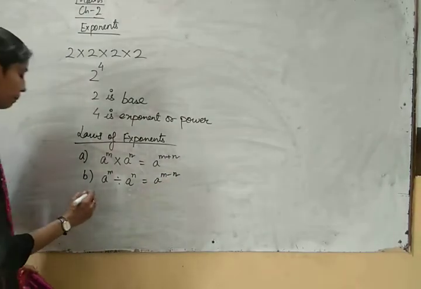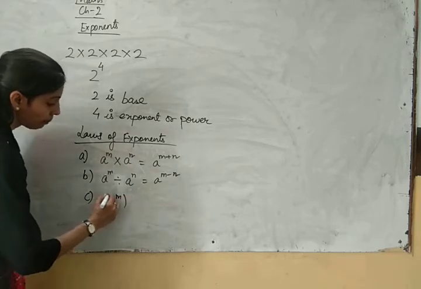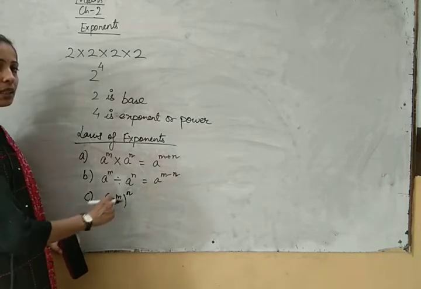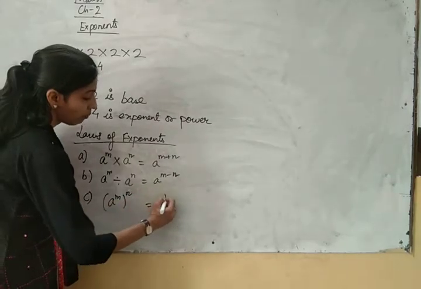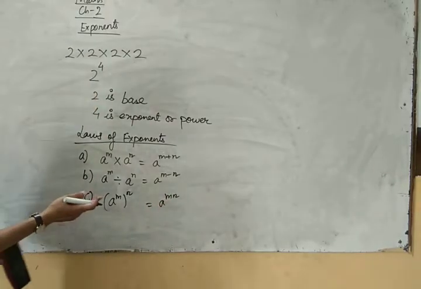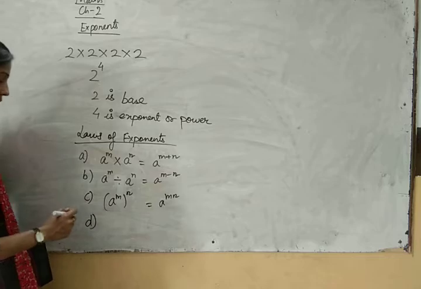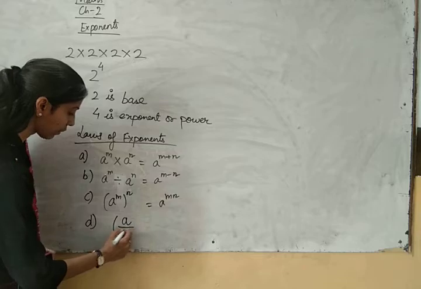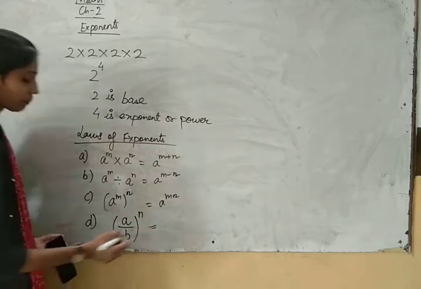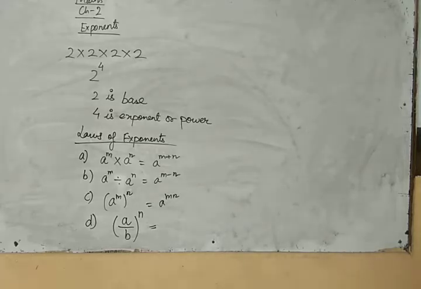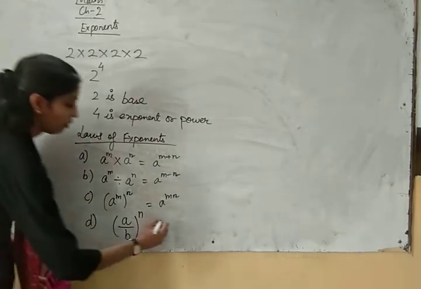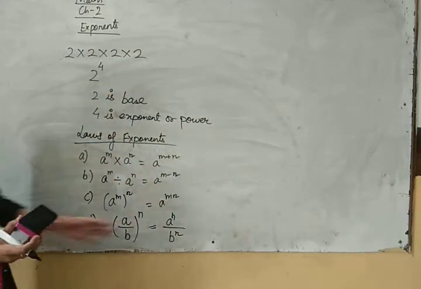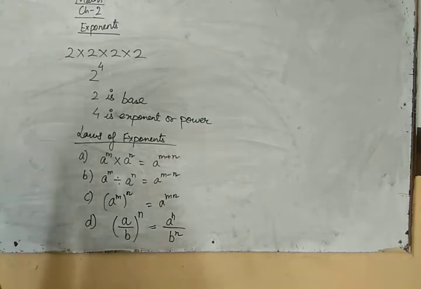Now third is, if we have a to the power m, in brackets, to the power n, then the powers will be multiplied. And the last law: if a upon b to the power n, then the power will come on a as well as on b separately. The power n applies to a, and separately to b.